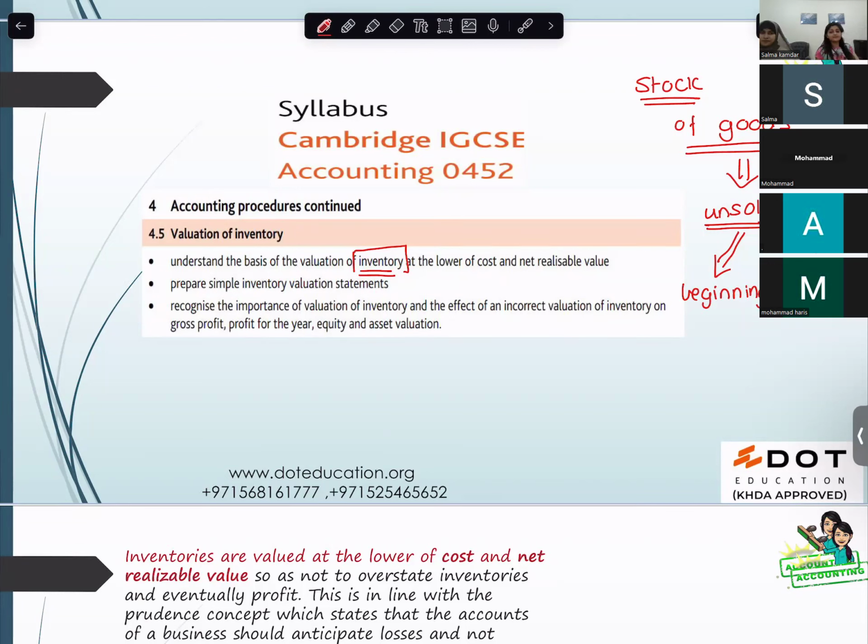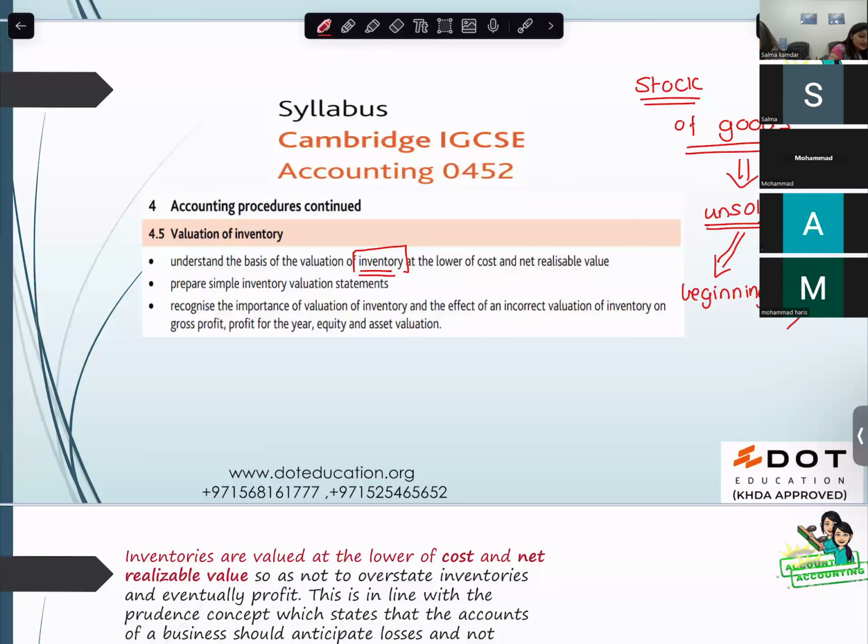and you can have unsold stock of goods at the end of the year. Are you with me? So when you have unsold stock of goods at the end of the year, this is something that is referred to as the closing inventory. The inventory that is lying in your godown, unsold, which will be sold next year.